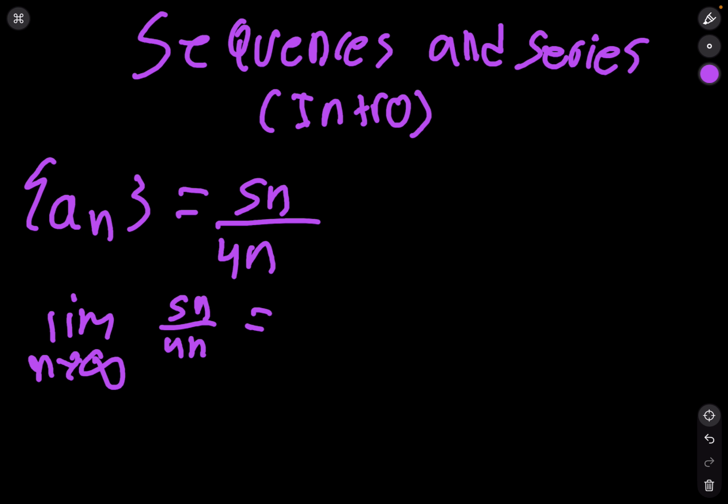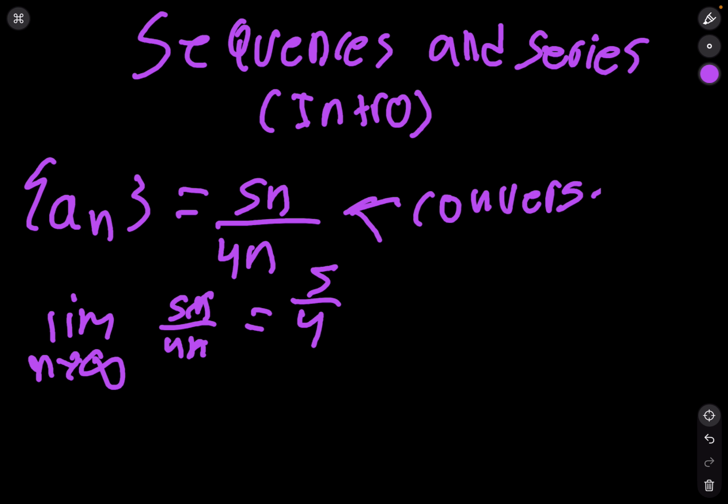If you're already familiar with Calc 1, you should be able to tell that you can really just cancel the n's and you'll just get 5 over 4. So if we take this sequence all the way to infinity, this sequence converges to 5 over 4. And so essentially, this is our whole building block about sequences and series.